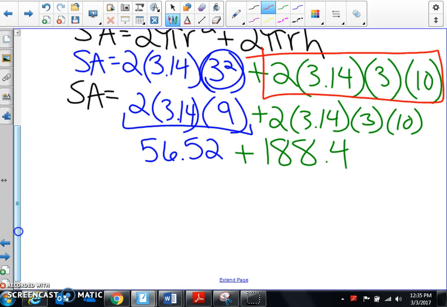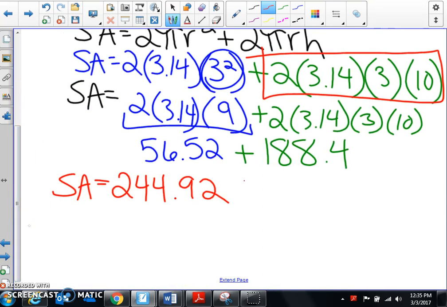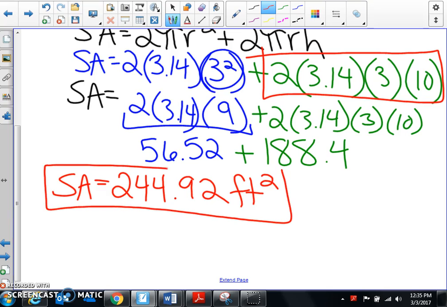And then we just add them up. 244.92. Once again, we look at the units. It's feet, surface area. So it's an area, so it's squared. All right, so those are cylinders. Let's get into prisms.